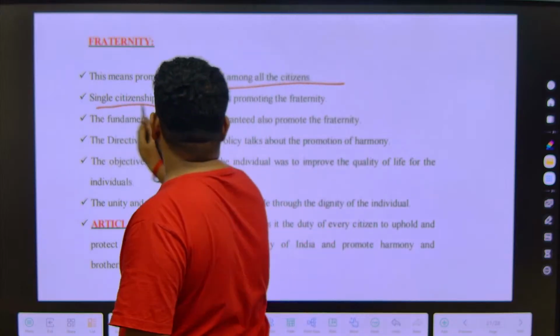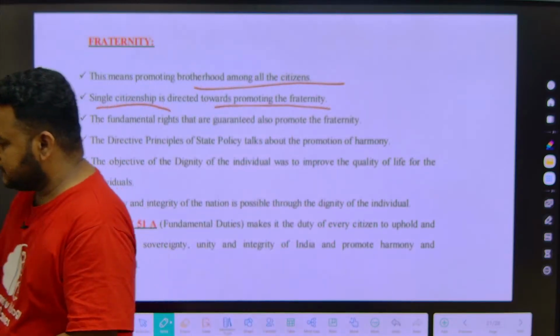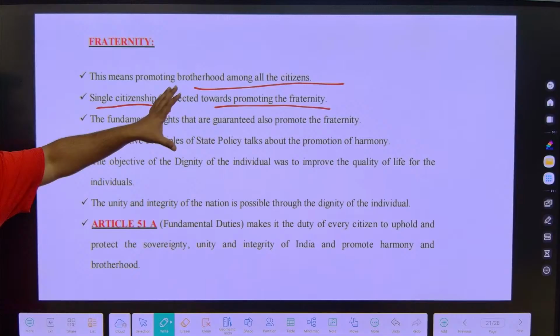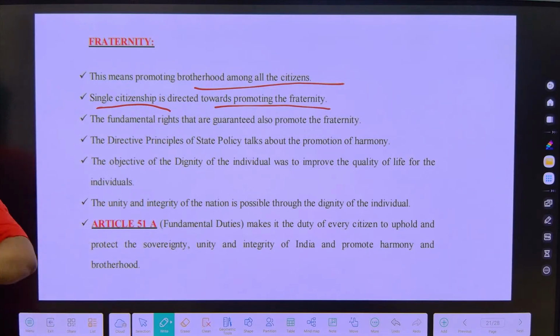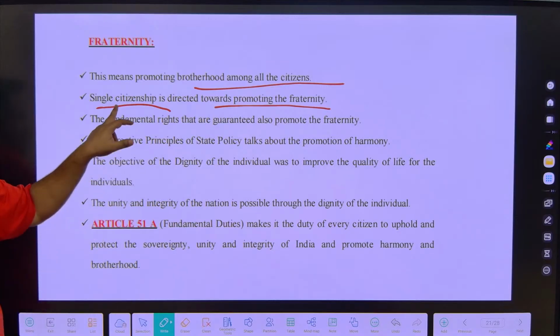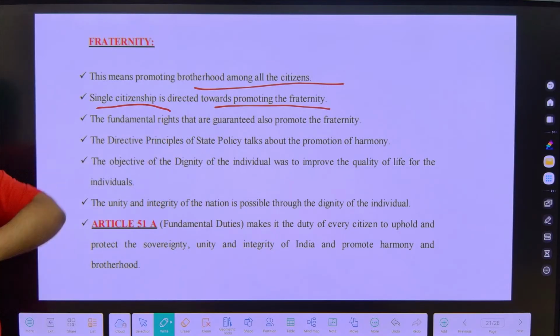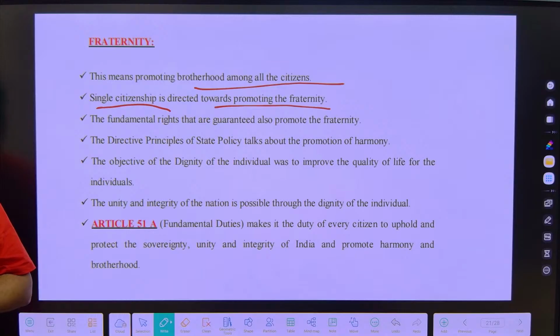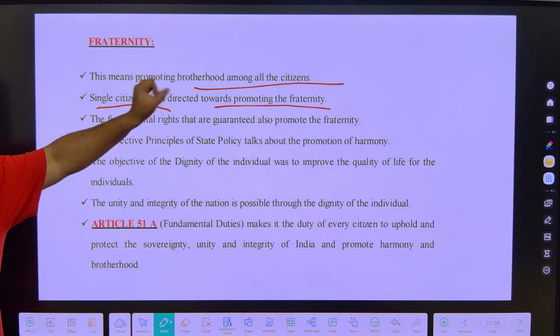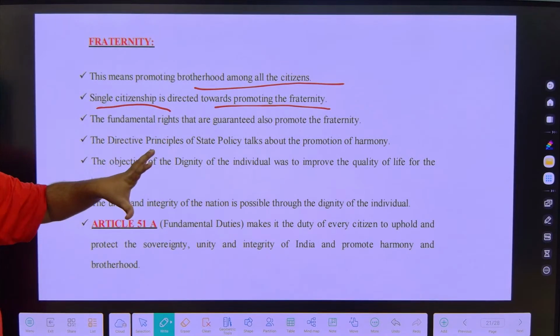Single citizenship is directed towards promoting fraternity. That is the meaning of universal brotherhood. You are all from Telangana, I am not from your state. That doesn't mean that you should discriminate against me, because we are all having single citizenship. That bond is what? We are all Indians. Correct? That is the meaning of having fraternity.